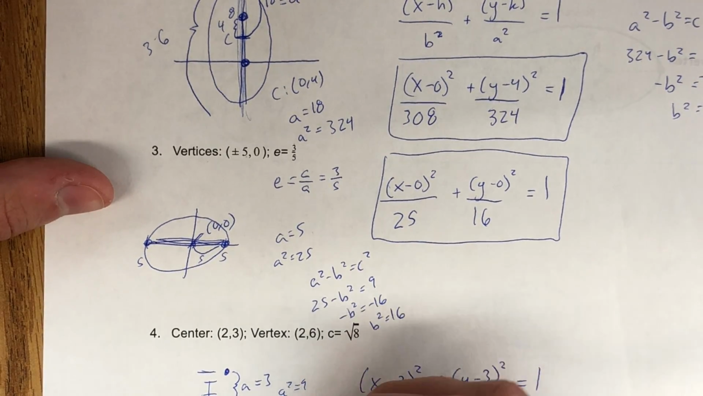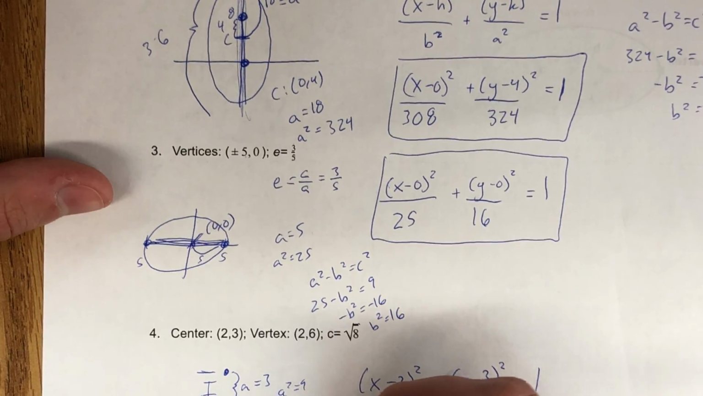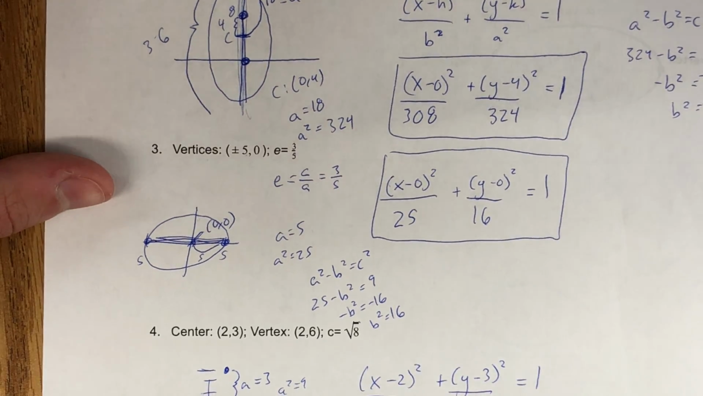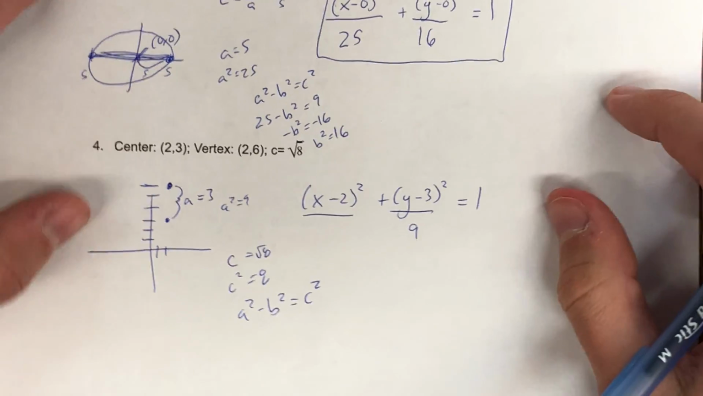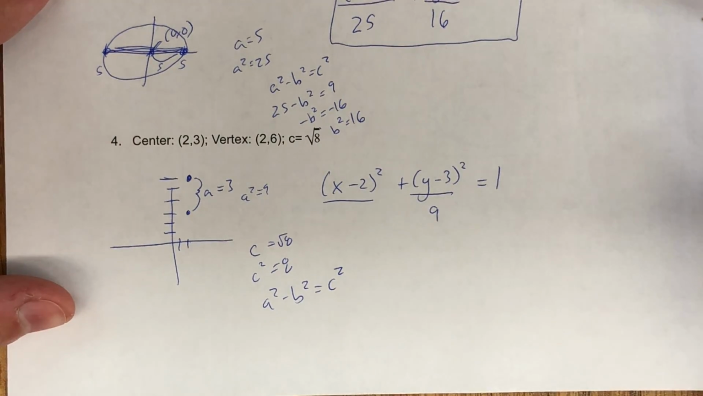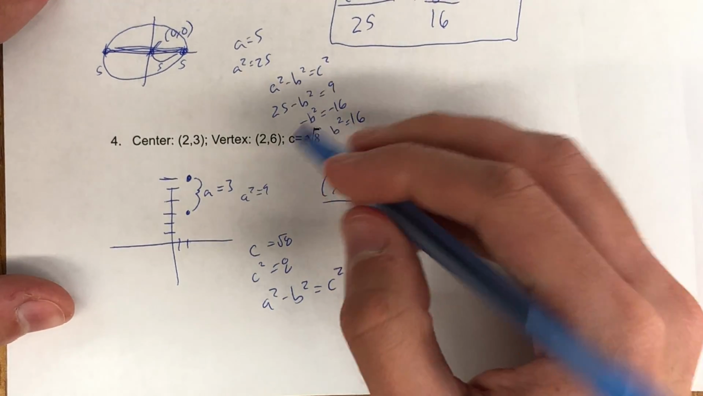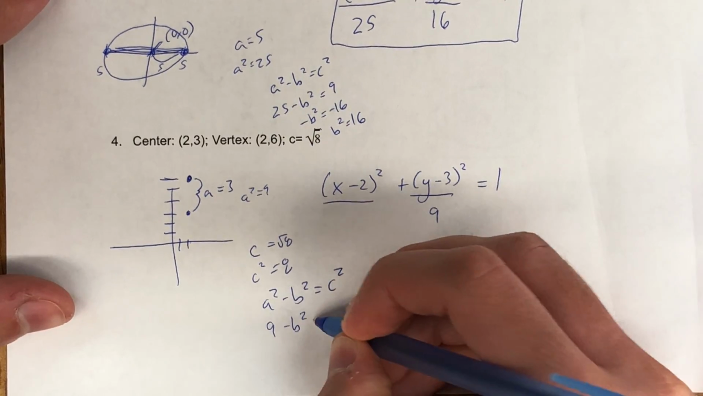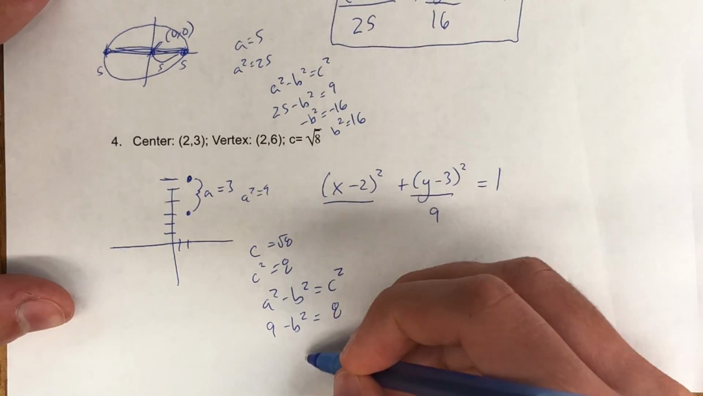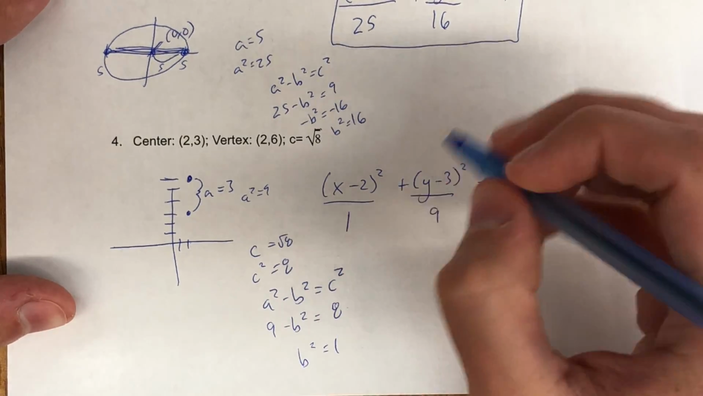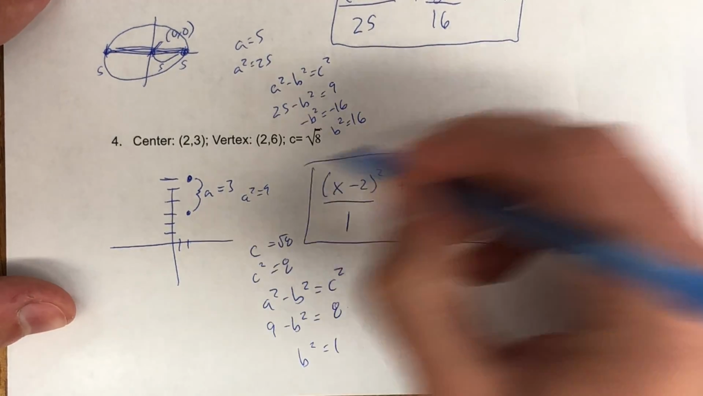We're told our c value is root 8. So that means c squared would just be 8. So in terms of a squared minus b squared equals c squared. Sorry, I lost you. I'll give you a moment to catch up. We plug in 9 for a squared. We plug in 8 for c squared. And b squared, well, that's got to be 1 because 9 minus 1 is 8. And there we have it.